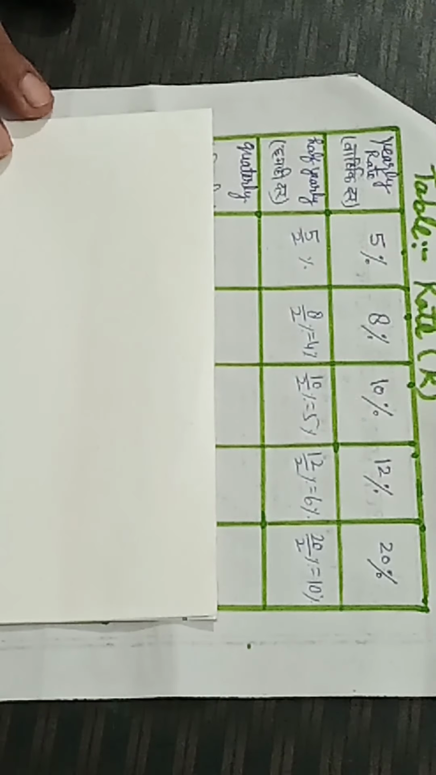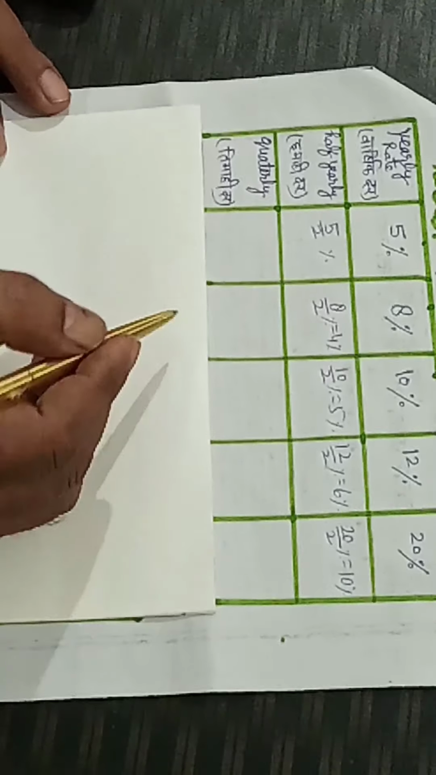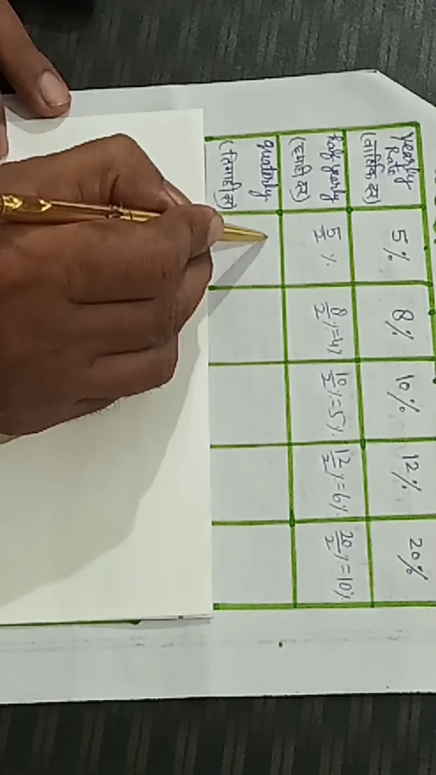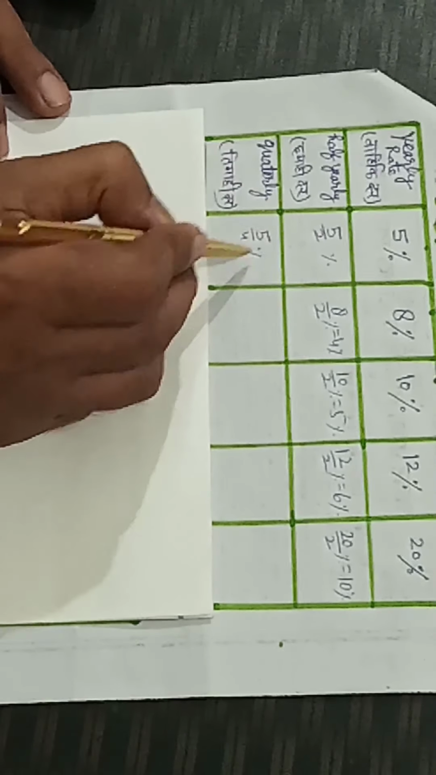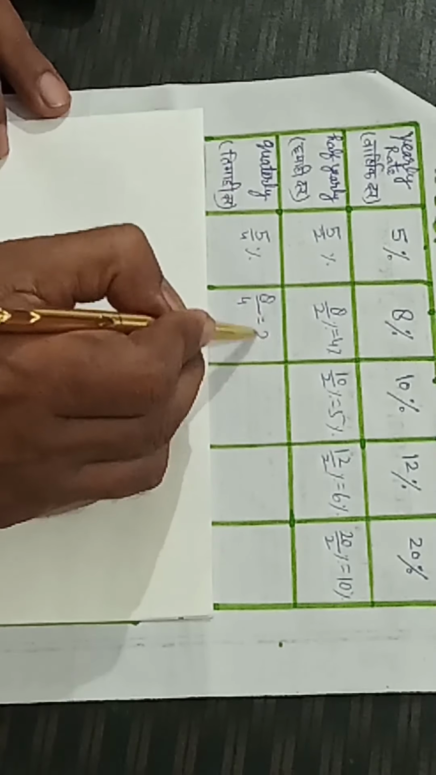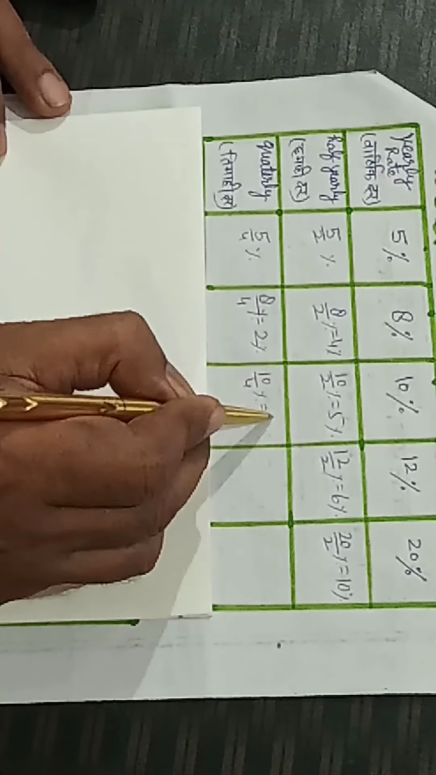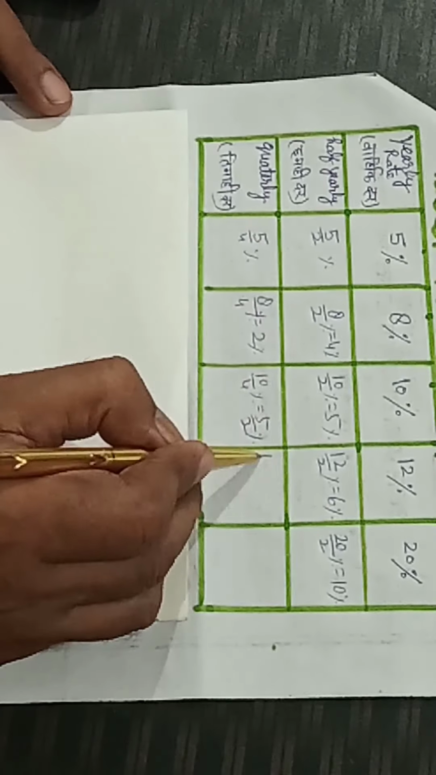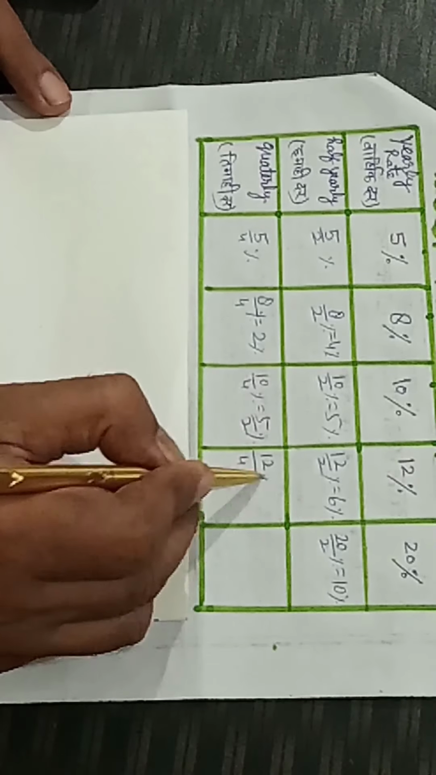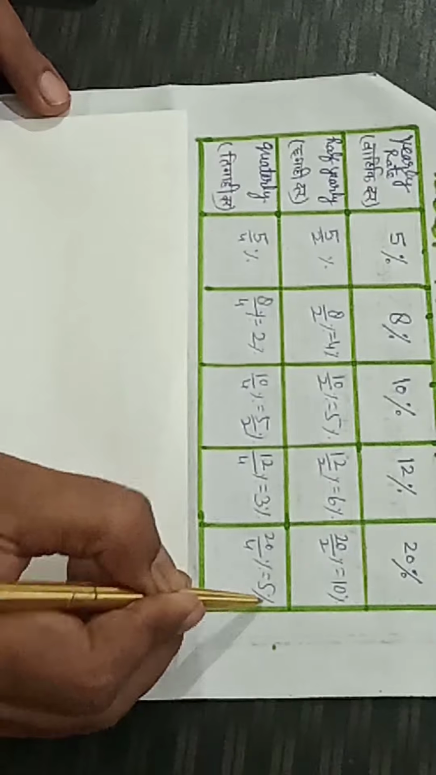If compound interest is reckoned quarterly, मानी थर्ड मंथली compound interest compound होता है, then interest rate will be 5 by 4%, 8 by 4%, that is 2%. This will be 10 by 4%, that is 5 by 2%. 12 by 4% mean 3%. 20 by 4% that is 5%.